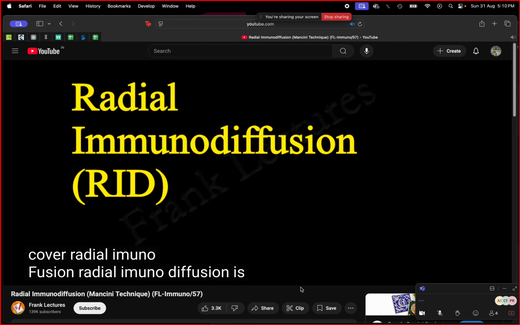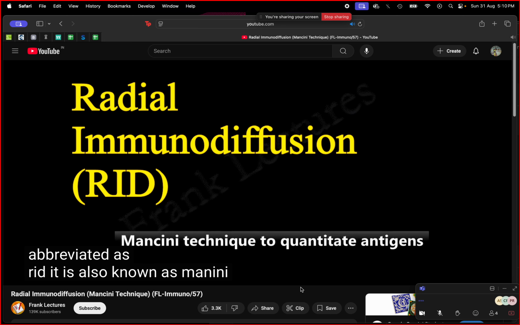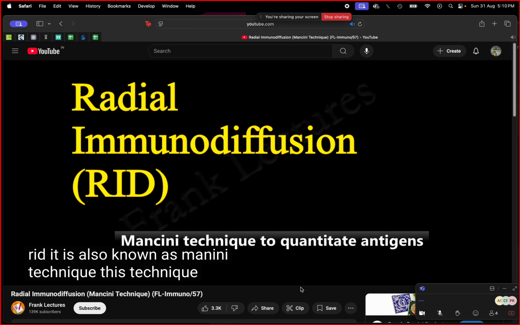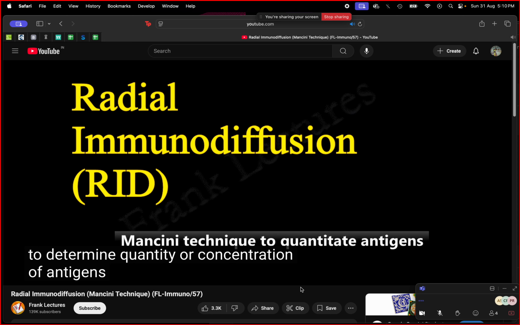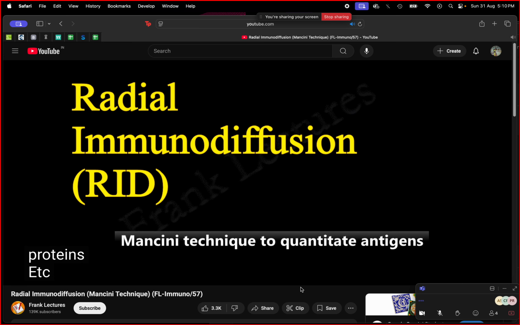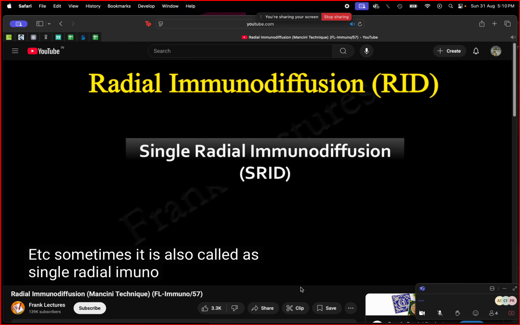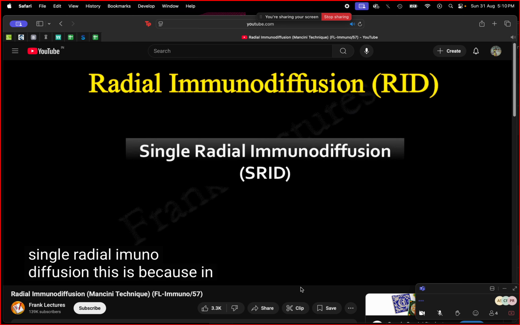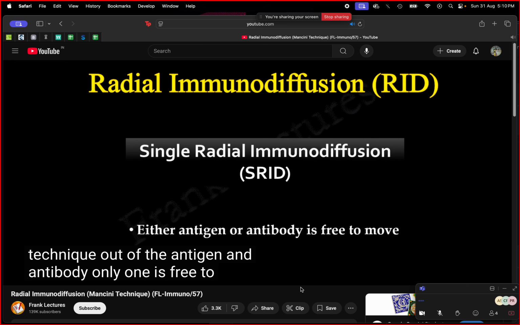Radial immunodiffusion is abbreviated as RID. It is also known as Mancini technique. This technique is mainly used to determine quantity or concentration of antigens, antibodies, complement proteins, etc. Sometimes, it is also called single radial immunodiffusion. This is because, in this technique, out of the antigen and antibody, only one is free to move.